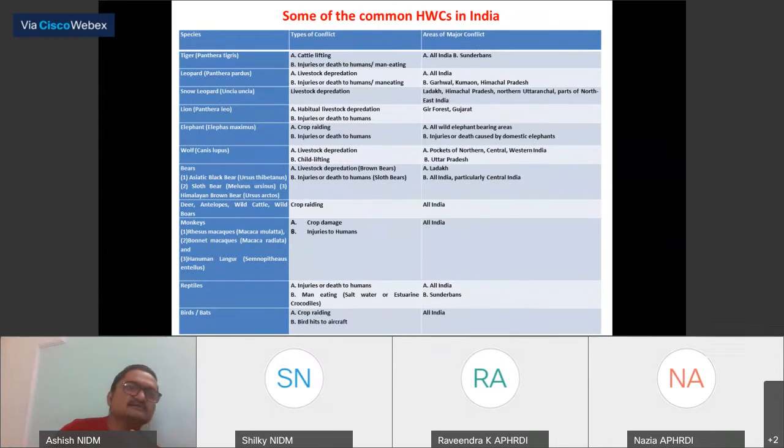This table I have tried to show here. You name any animal in our country, and there are resultant types of conflicts. Tigers, for example, are associated with cattle lifting. They are associated with injuries or death to humans and man-eating. The whole of India is affected by this kind of man-animal conflict, specifically our Sundarban areas where the tiger habitat is. This list is very long. I am not going into detail of that.